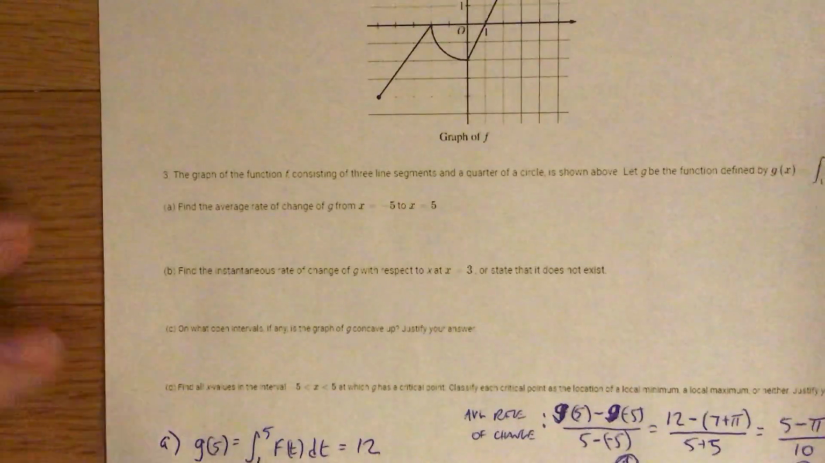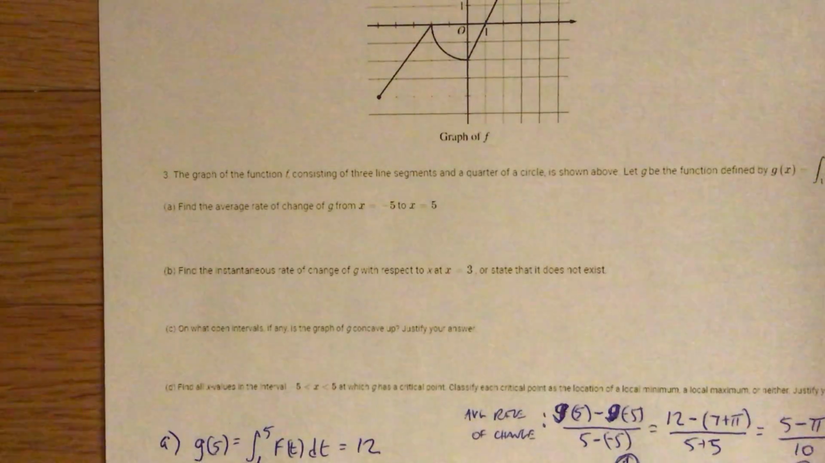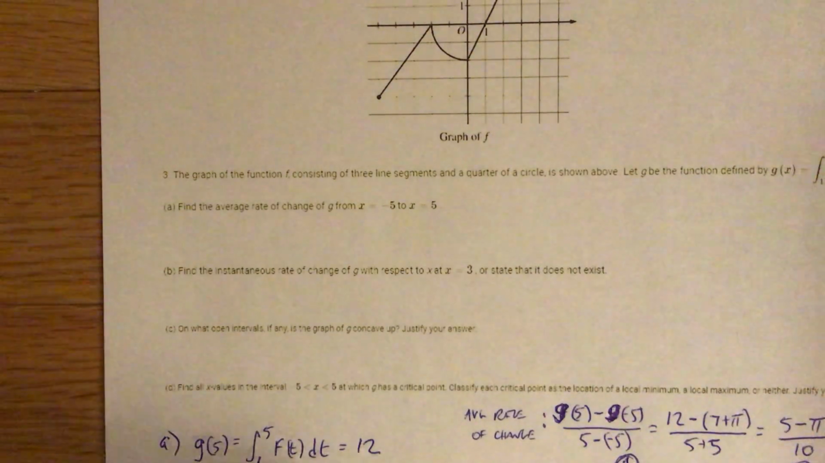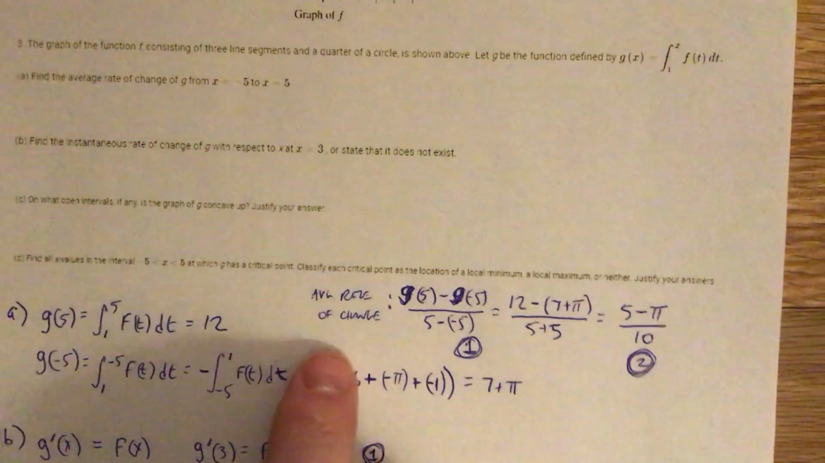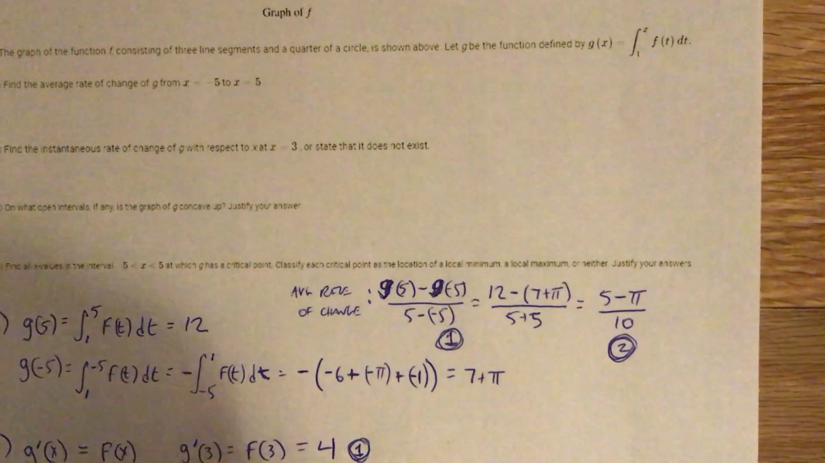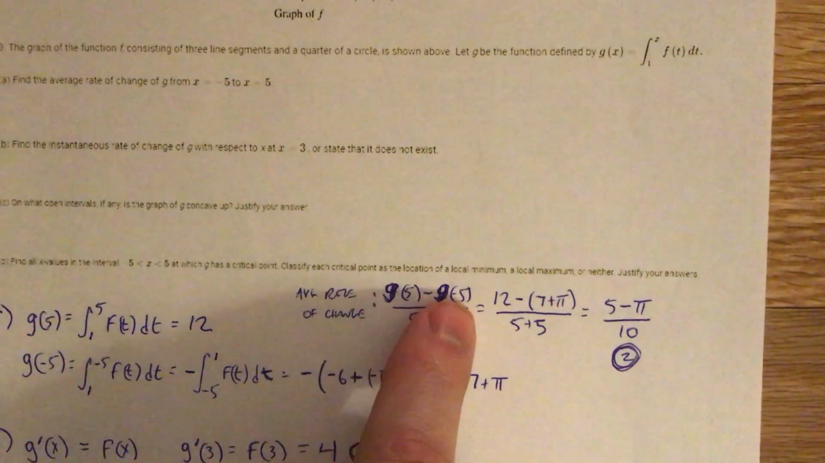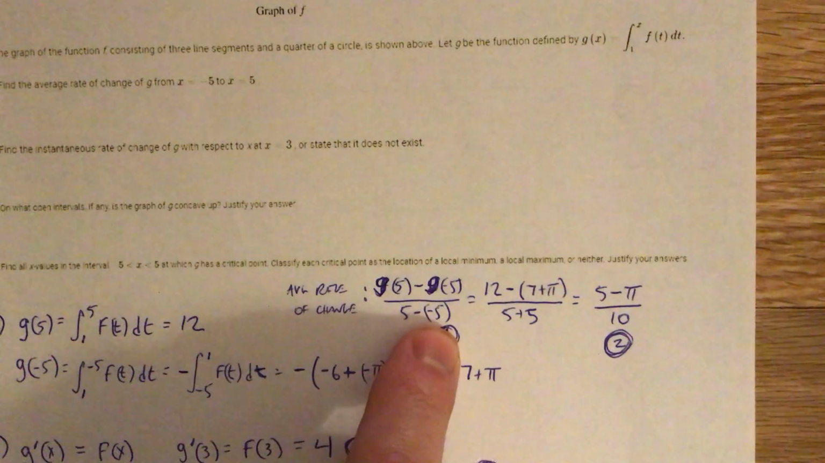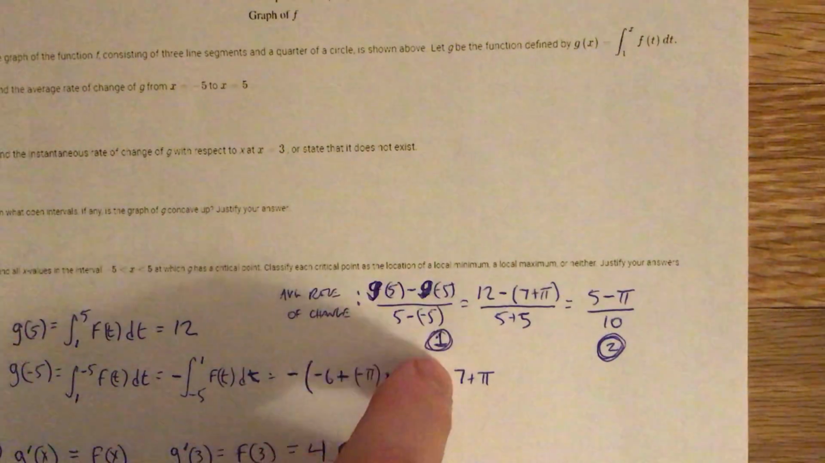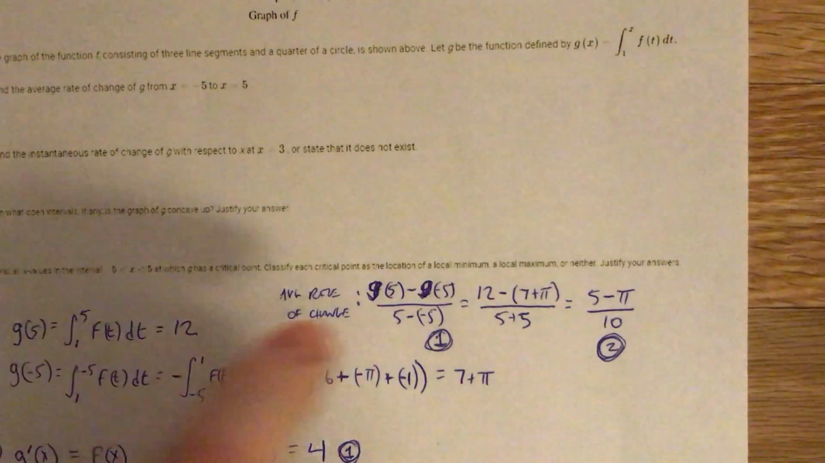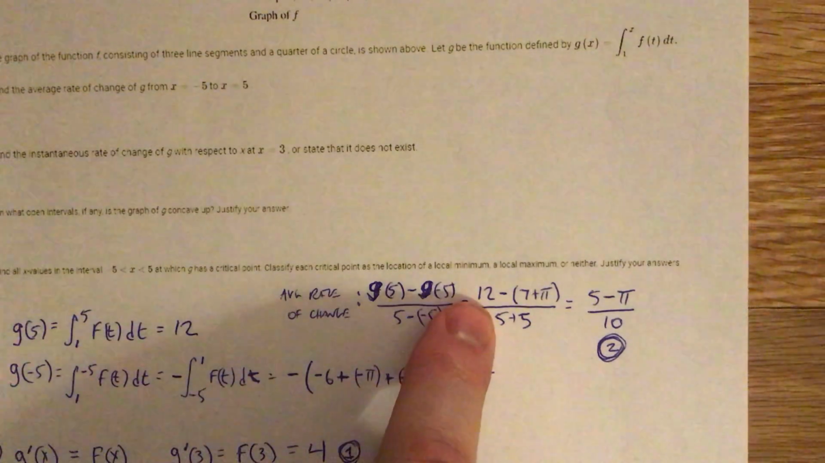So let's look at how we do each one of these. Average rate of change is basically that slope formula. So to get the average rate of change, we need to take g of 5 minus g of -5 over 5 minus -5. Now you get a point for just representing this. The trouble is going further: how do I find g of 5 and g of -5? So I have the work.